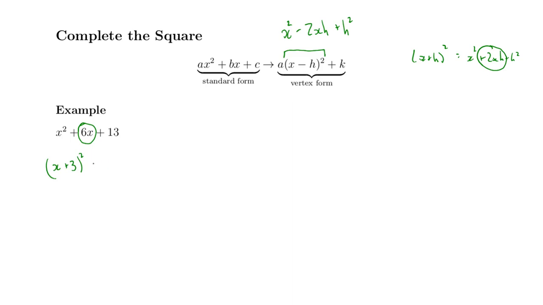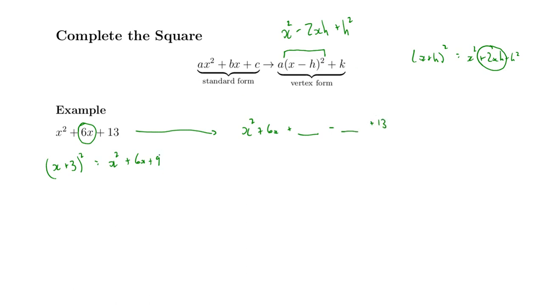Now, the problem is that x plus 3 squared is really x squared plus 6x plus 9. So what I'm going to do is take this polynomial, and I'm just going to write it a little bit differently. So we're going to call it x squared plus 6x plus something minus something, 13.